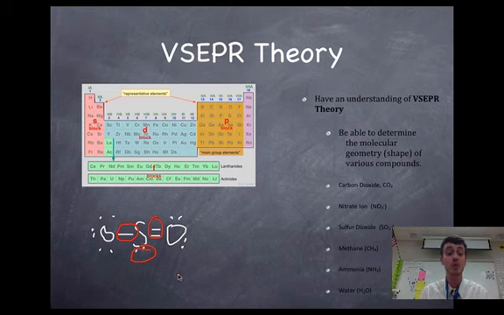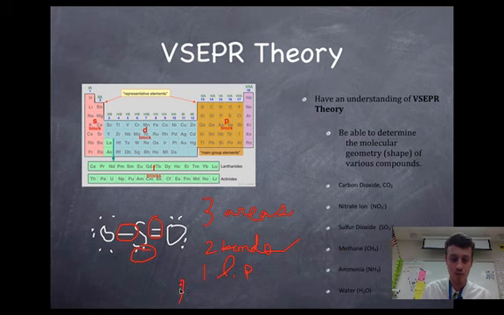So I have 3 regions, 3 areas of electron concentration. 2 of them are from bonds, and 1 of them is from a lone pair, which I'm going to abbreviate LP. When I have 2 things bonded and 1 lone pair, what I'm going to end up seeing is a bent structure. So my molecular shape there is going to be bent.